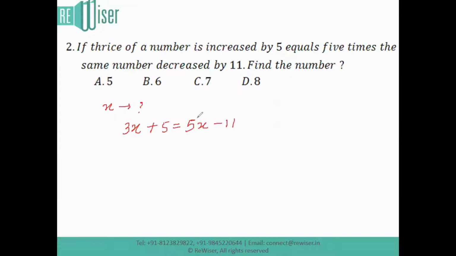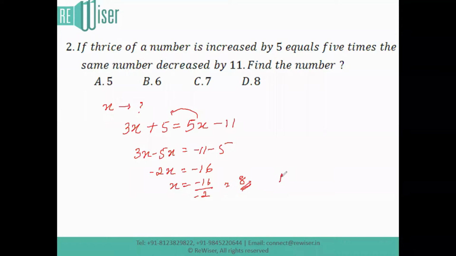So from here, if 5x goes to the other side, it would be 3x minus 5x, and this 5 goes to the other side, it would be minus 11 minus 5. So 3x minus 5x is minus 2x, and minus 11 minus 5 is minus 16. So that is x equals minus 16 over minus 2, which is positive 8. Option D is the answer.